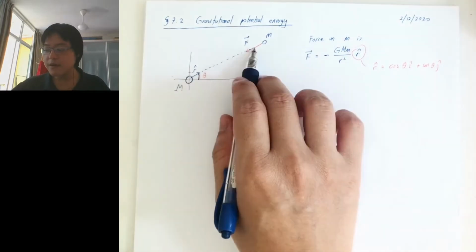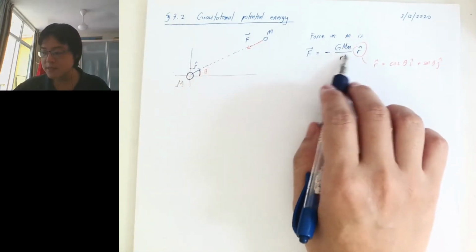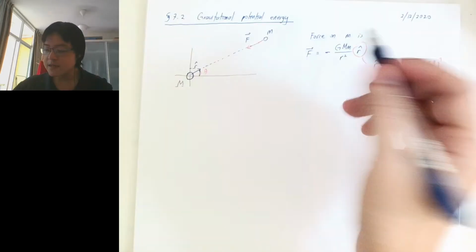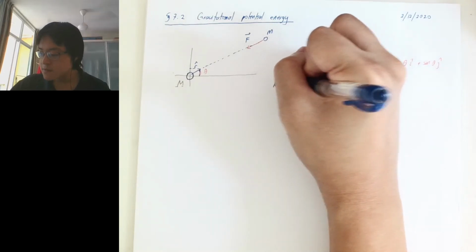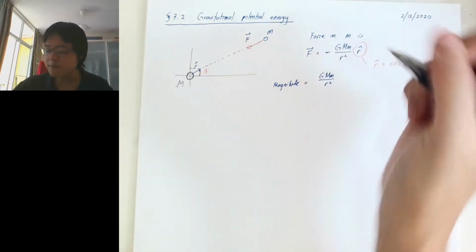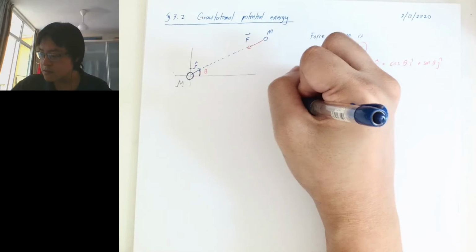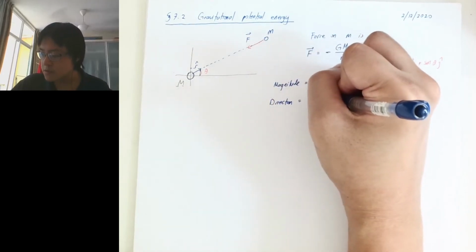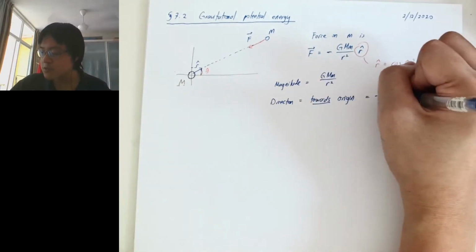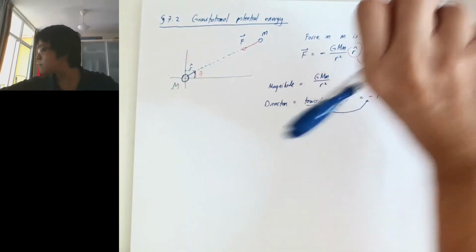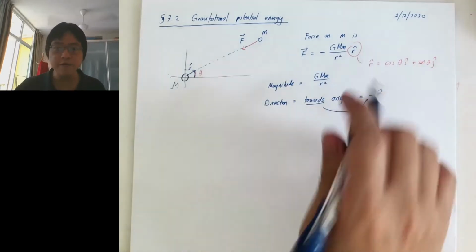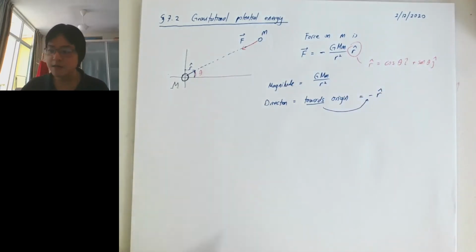Therefore the direction is negative r, right? The magnitude is this number and the direction is pointing towards the origin. This is just to remind you of what we were talking about in the previous class. So the direction is towards the origin, and that's why there's a negative sign over here. This is how we write down the direction. Hopefully everyone is very clear with this right now.